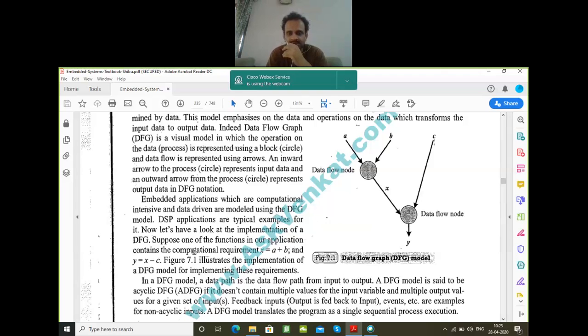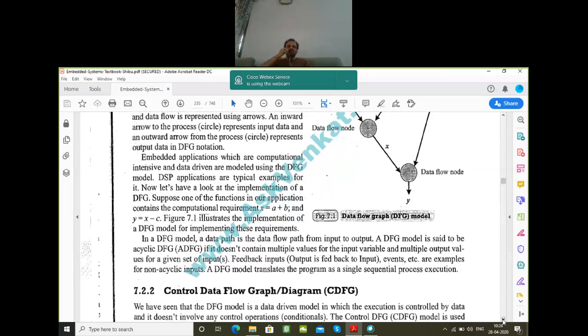Okay. So here two operations were carried out, x equal to a plus b and y equal to x minus c, using the data flow graph. This example we saw. So what we saw was, in the data flow model, data path is the data flow path from input to output. That means data flows from input to output through a certain path. That path is called data path.